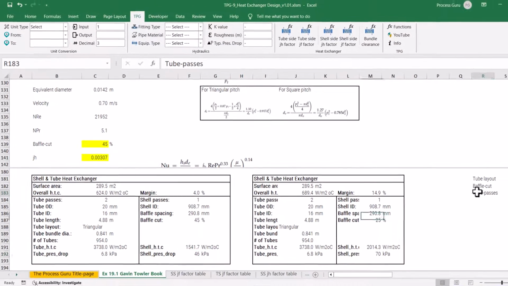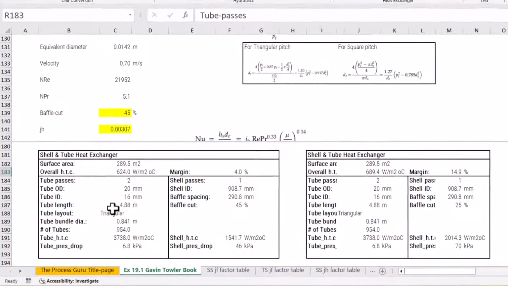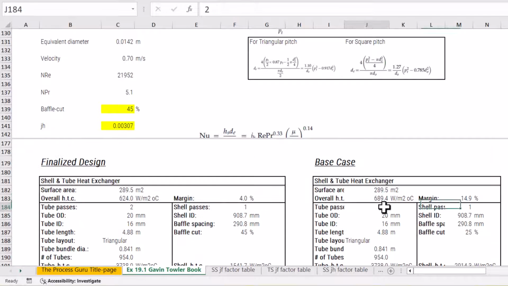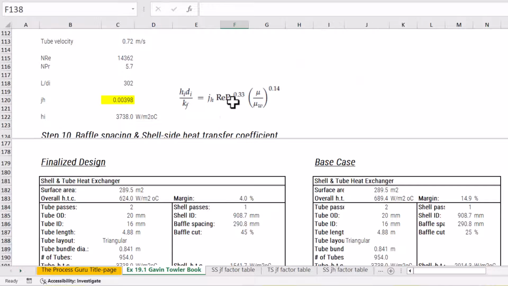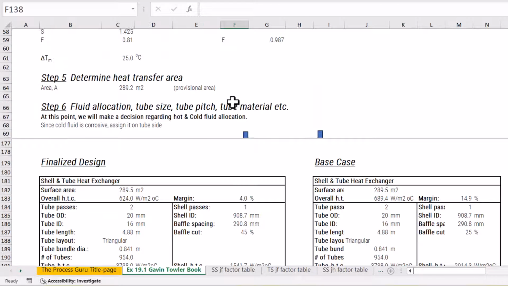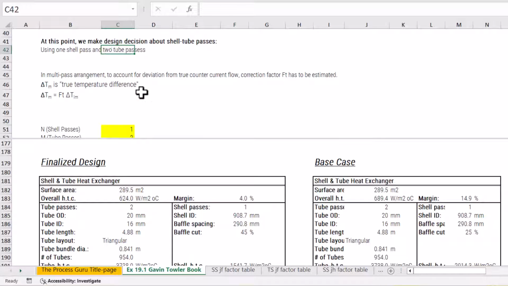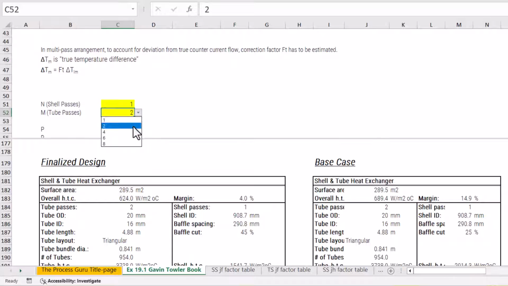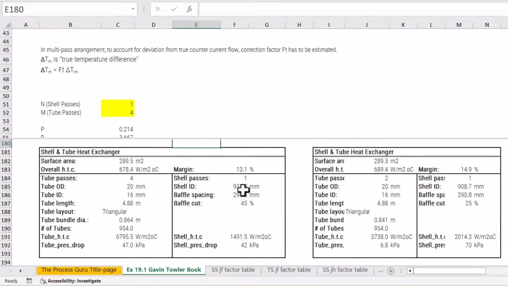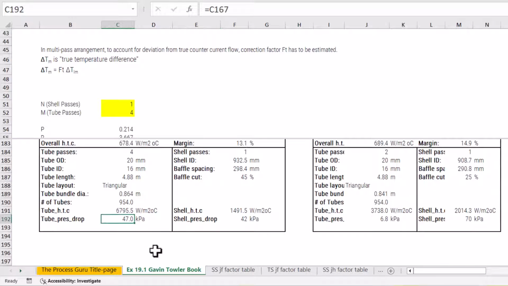Yes. Now let's have a look at tube passes. The tube pass that we have selected in our base case is 2 tube passes. Now instead of 2, if we go for 4, what would have happened? Let's see. I think that decision we made in step number 4, right? So 2 tube passes here. If we change from 2 to 4, definitely your pressure drop should increase. Let's see what happens. Your pressure drop on the tube side, earlier it was only 6.8 kilopascal. Now with 4 tube passes, it is 47 kilopascal.